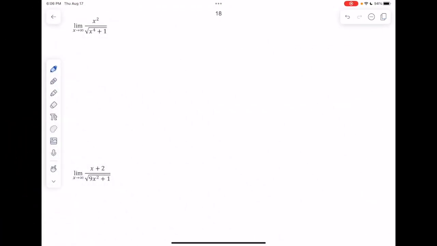All right, we're going to go ahead and continue on and look at a few more examples of limit at infinity, or limit as x goes to infinity. And unfortunately, these get a little bit tricky. So buckle in, and here we go.